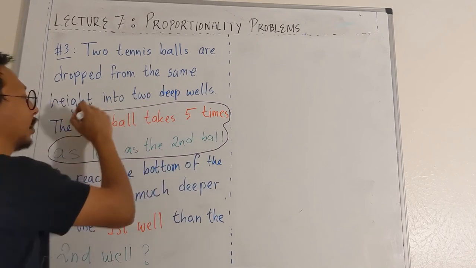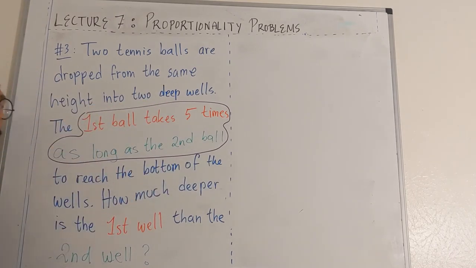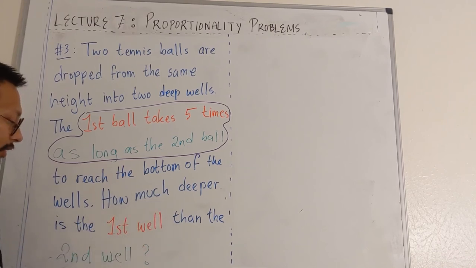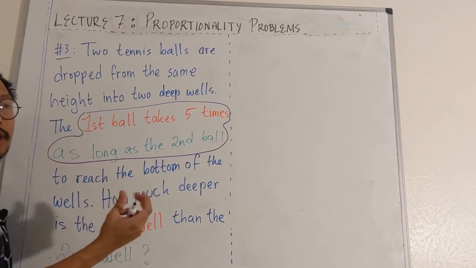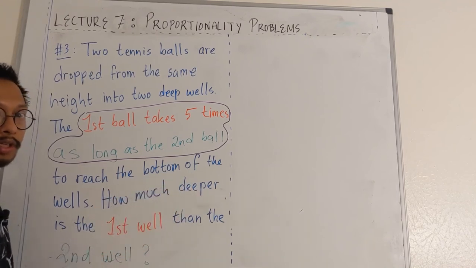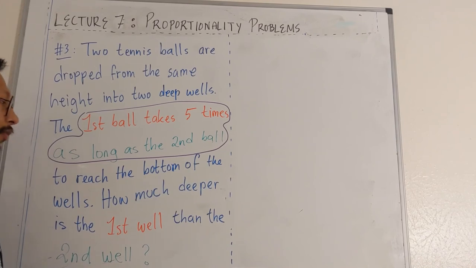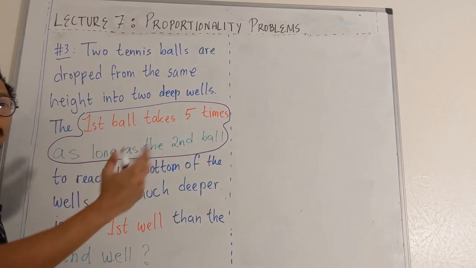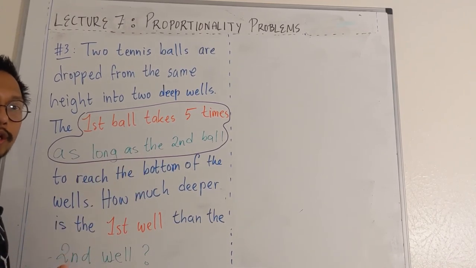There are two deep wells. Two tennis balls are dropped into each. The first ball dropped into the first well takes 5 times as long as the second ball dropped into the second well to reach the bottom of the wells. How much deeper is the first well than the second well? We want to find the proportionality factor of how much deeper the first well is compared to the second well. For example, if the second well was x, the first well would be some factor multiplied by x. That is what the proportionality factor is.